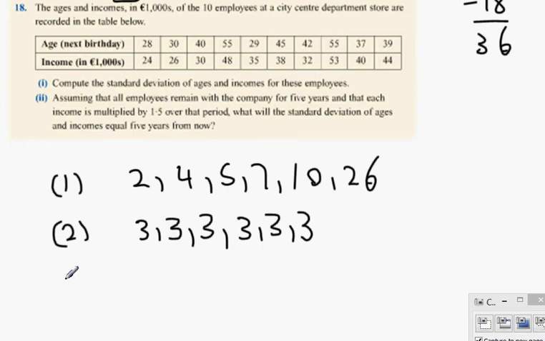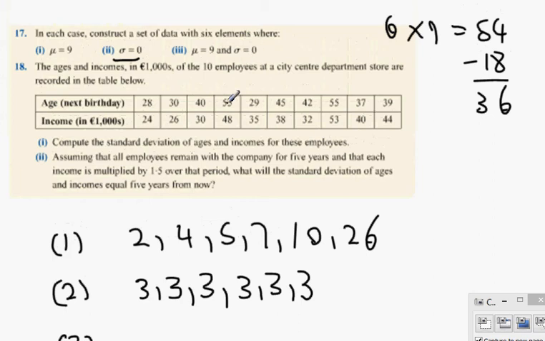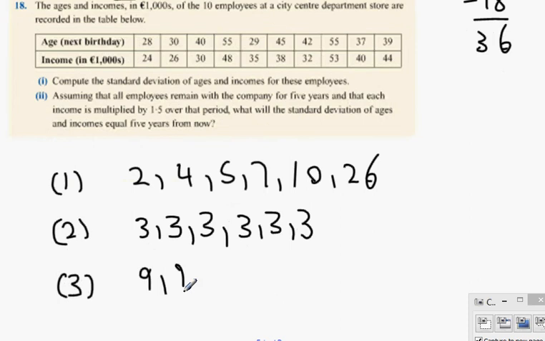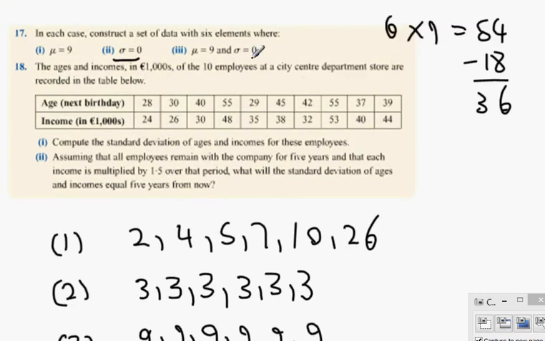The third question is, which one has a mean of 9 and a standard deviation of 0? That is going to be 9 all the way across: 9, 9, 9, 9, 9, 9. So that's it there. That's number 17 done.